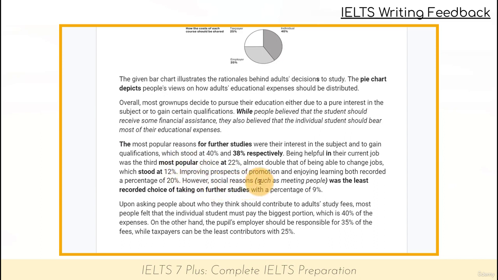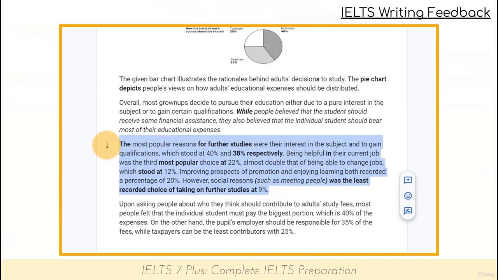Okay, however, social reasons such as meeting people was the least recorded choice of taking on further studies with a percentage of 9. I'm just going to shorten this actually, at 9%. There we go. So a few changes there. It looks like I'm making big changes, but really I'm rewriting this to be a Bandscore 8.5 or 9. But the base writing here is pretty good. This is a solid report, to be honest.